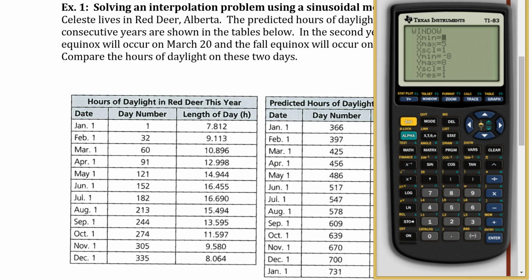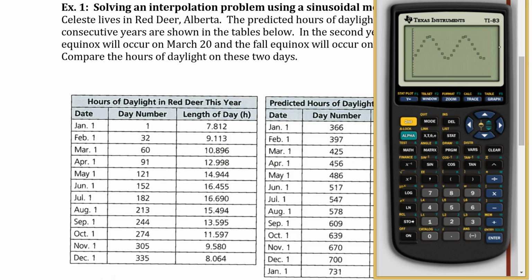So that when I go into my window settings, so I'm going to go window, I'm going to say, okay, my X will go from 0 to the largest value, which is 731. I'm just going to go to 800. So 0 to 800. My smallest value here, it doesn't go less than 0, so I can put my Y value as 0. And my Y max as, let's see here. If I say 20, we're going to cover all the bases, so 20. So when I graph it, I'm noticing, oh hey, we have these data points that fall really nicely into a sinusoidal function.